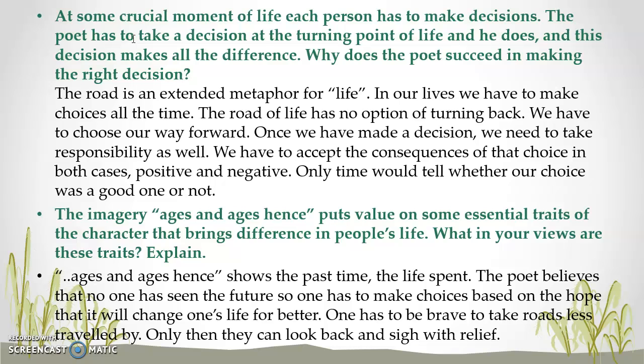So this question, a long one: why does the poet succeed in making the right decision? So the road is an extended metaphor for life. Metaphor is when something is directly compared to something else. So here the road has been compared to life. Extended means that it runs throughout the poem. It is not just there in one line, but all the four stanzas of the poem are actually using the metaphor of road for life.